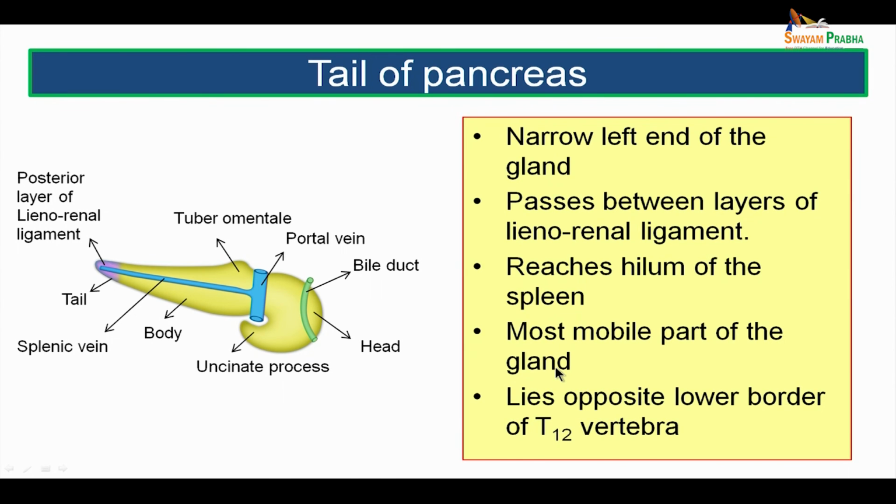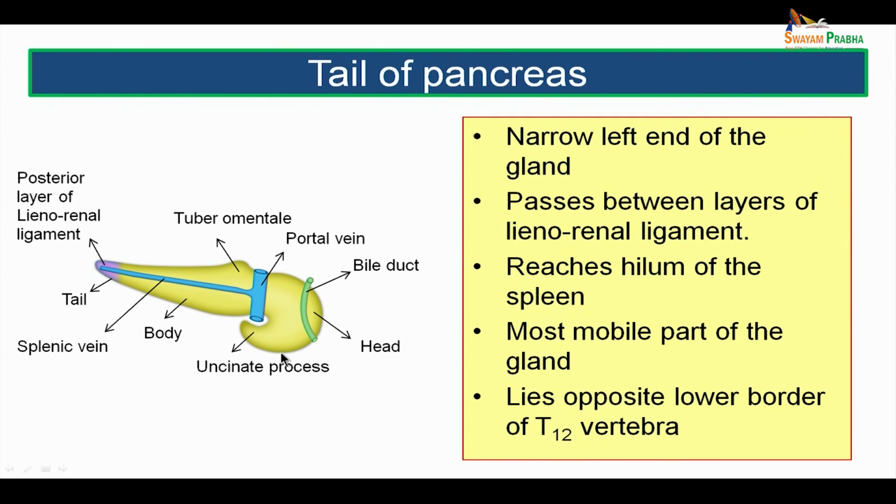Going on to the tail of pancreas. This is a narrow left end of the gland. It passes between the layers of lienorenal ligament and reaches the hilum of the spleen. It is the most mobile part of the gland, or it is the only intraperitoneal part of the gland. It lies opposite the lower border of T12 vertebra.